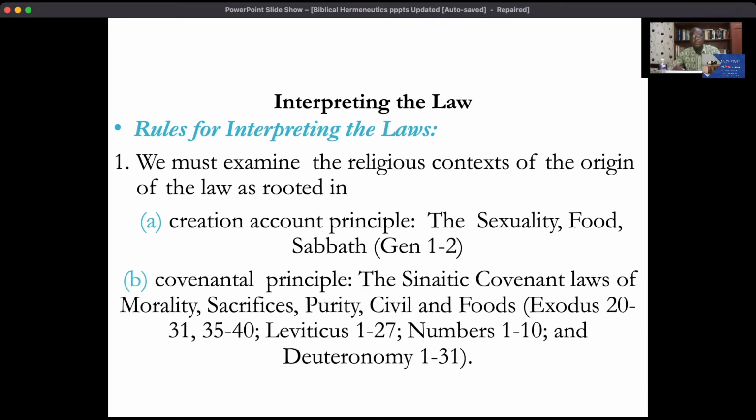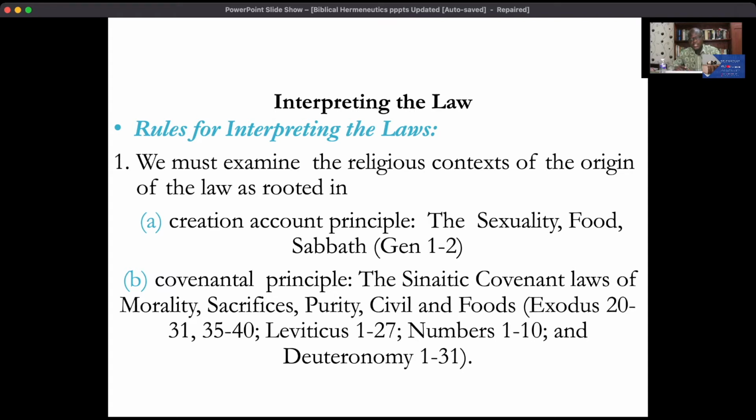There's also the covenantal principle, and this means that the law that was given to the Jews was actually to regulate the covenant between God and his people, Israel, that he chose. So we call this particular law the Sinaitic covenant laws of morality, sacrifices, purity, civil, and food laws. So there are several laws that were given in the context of the Sinaitic covenant, a relationship between God and his people.